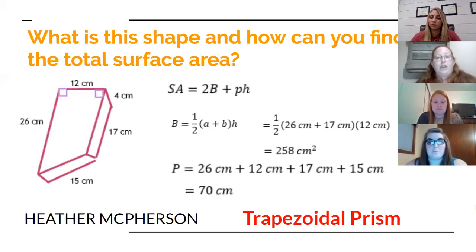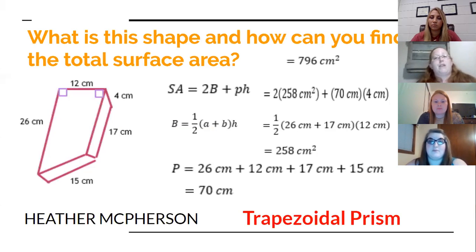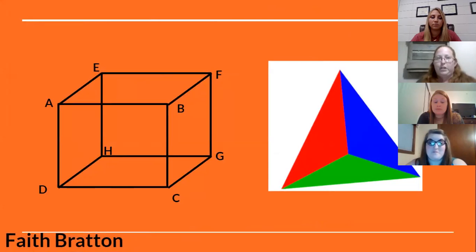So now that you know what B is and what P is, we already know what H is, so we'll put all of those into the original equation. So you'll have 2 times 258 centimeters squared, and then you're going to add 70 centimeters times 4 centimeters. And that's going to end up your total surface area being 796 centimeters squared. Easier than it looked. Yeah, for sure.